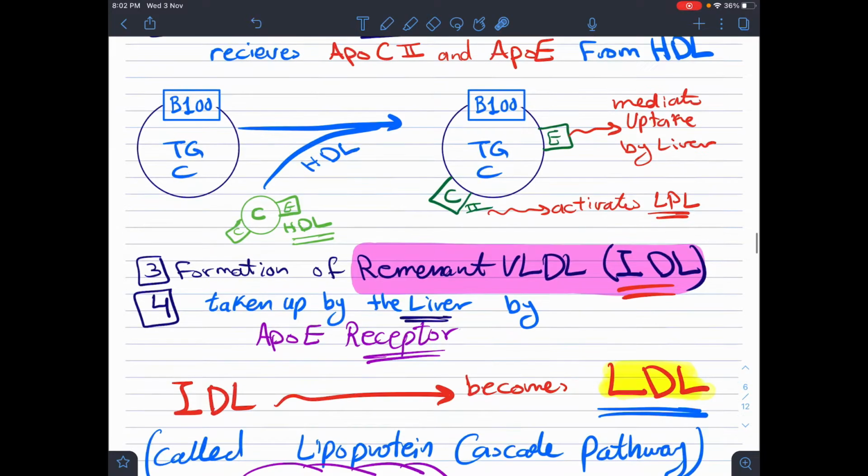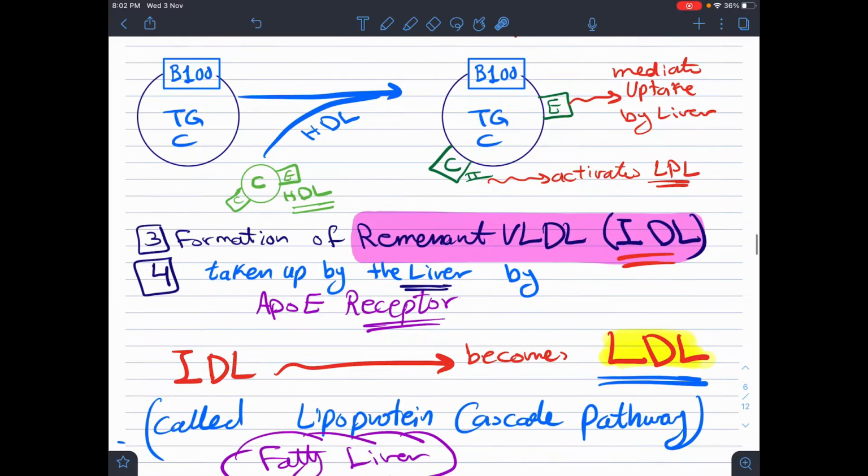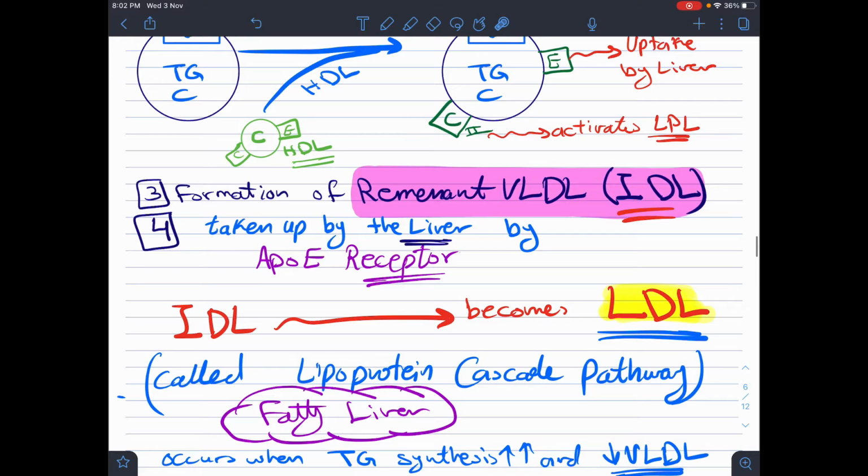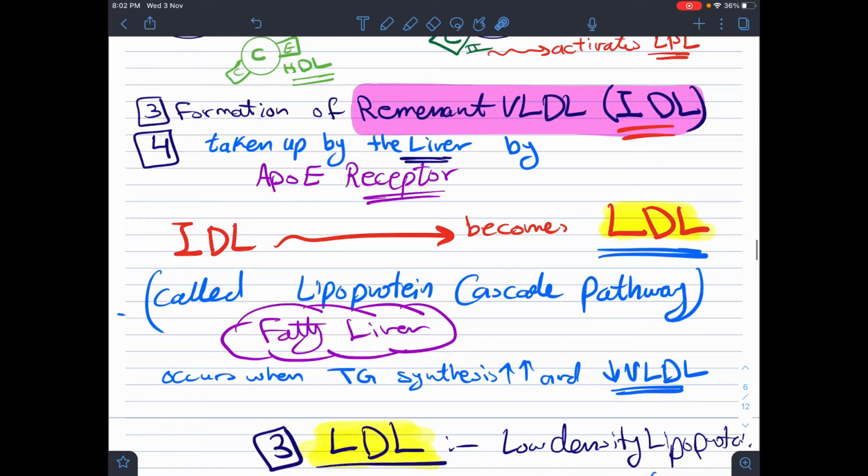So formation of the remnant VLDL. The remnant VLDL has another name, which is the IDL, the intermediate density lipoprotein. When we have IDL, it's going to be taken up by the liver, by the ApoE proteins. But some of the IDL, some of this intermediate density lipoprotein, is going to become LDL.